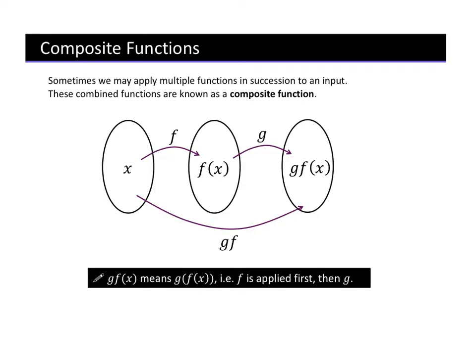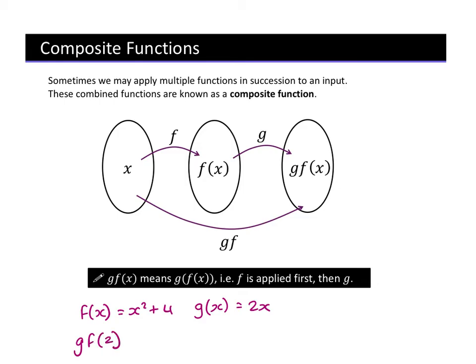So composite functions is what we've done in GCSE previously. It's literally, if we have g of f of x, it means work out f of x first, and then substitute that into g of x, okay? For example, if we had f of x equals x squared plus 4, and g of x equals 2x, and I say find g of f of 2.